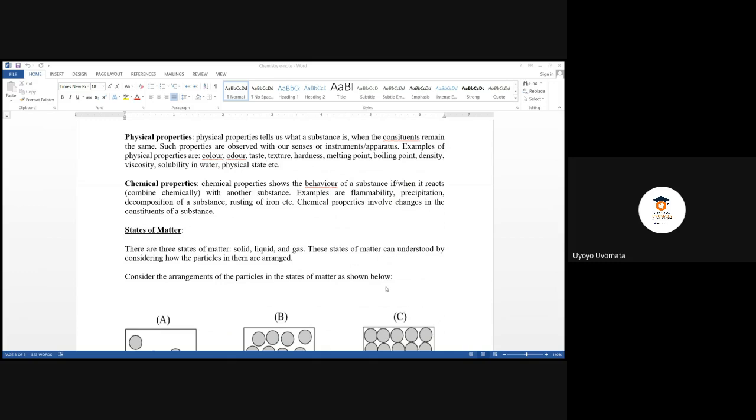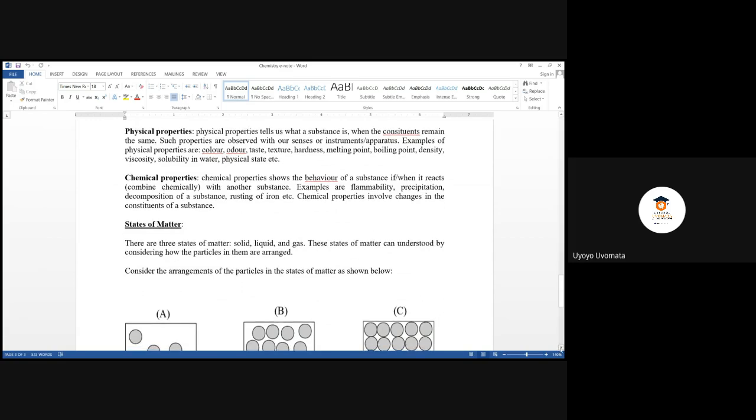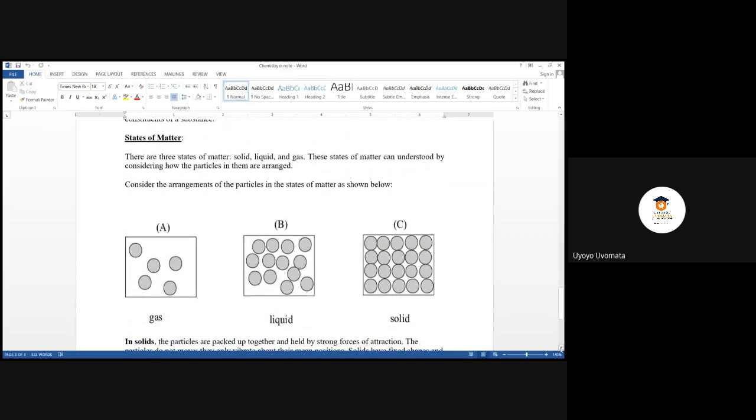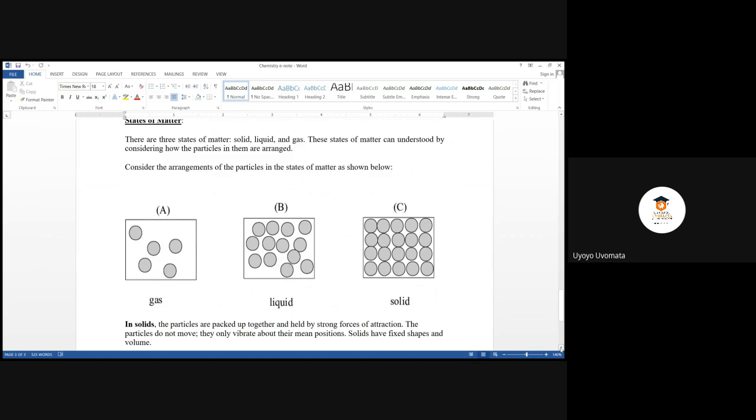Now, what are the states of matter? We have three major states of matter. We have what is called the solid state, the liquid state, and the gaseous state. Now, there's something we need to understand.